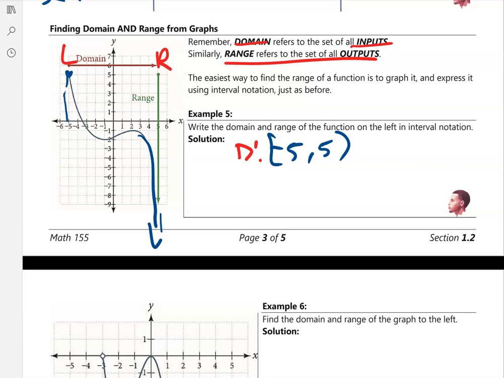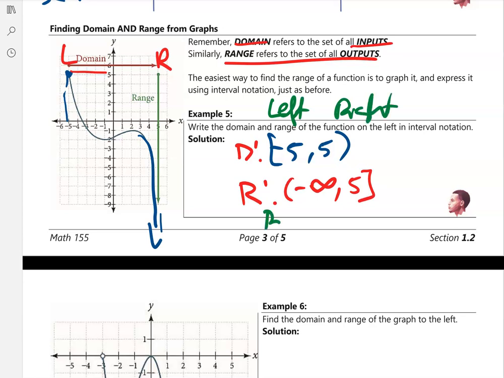And then the range, all the outputs, all the y values. So you're gonna look for the bottom part of the graph and the top part. Since this goes to infinity, so that's why this is -infinity, and the top part of this is this. The y value is 5. So remember, domain from left to right, range from bottom to top.